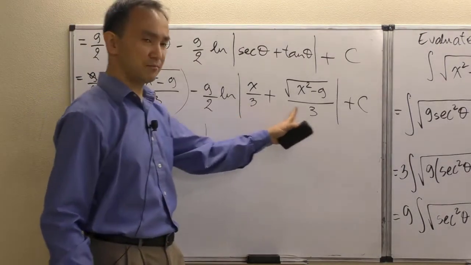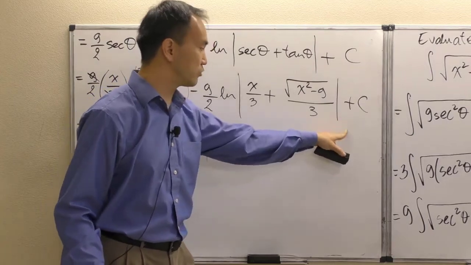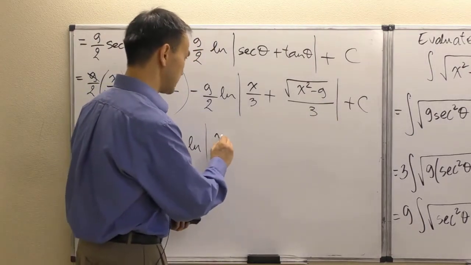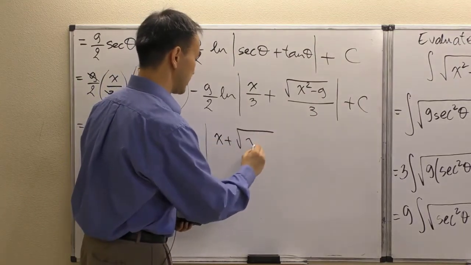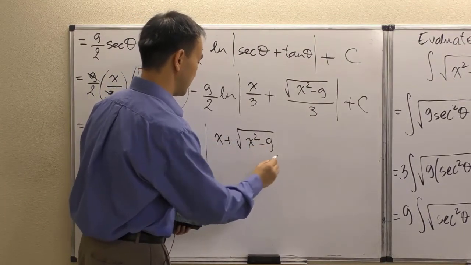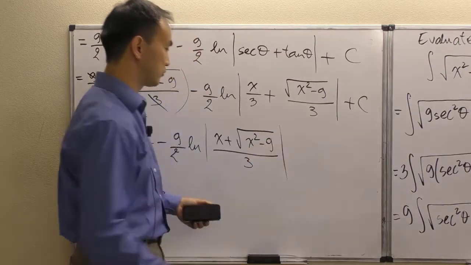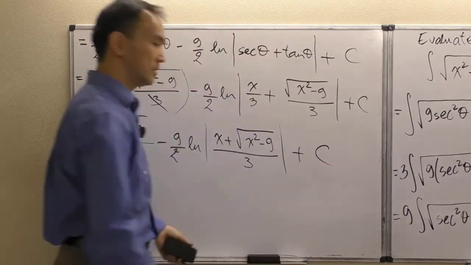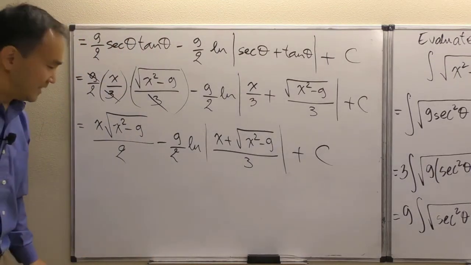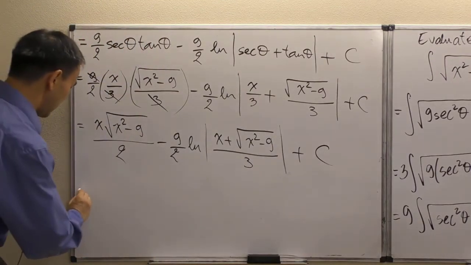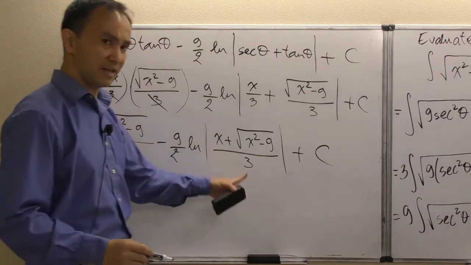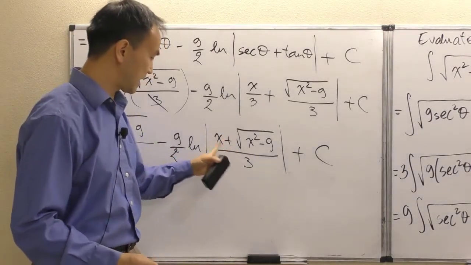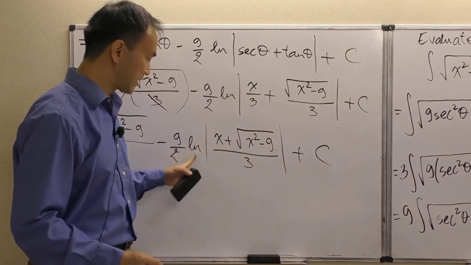But then inside of my logarithm, I am going to combine these two terms into one fraction. So I'm looking at x plus the square root of x squared minus 9, all over 3. It's a common denominator 3, so I took advantage of that. We're still having that plus c like that. At this point you have seen this argument many times. I have a logarithm of a quotient.